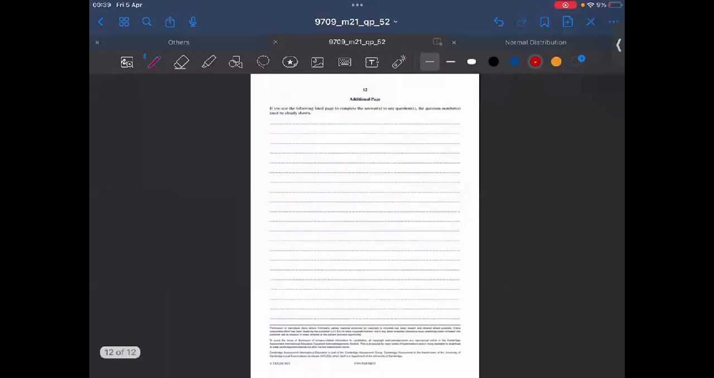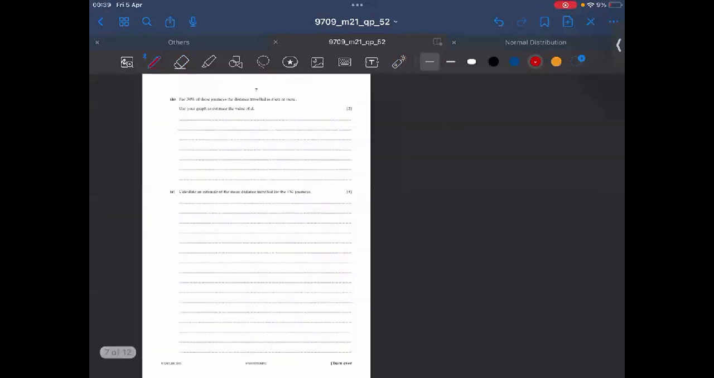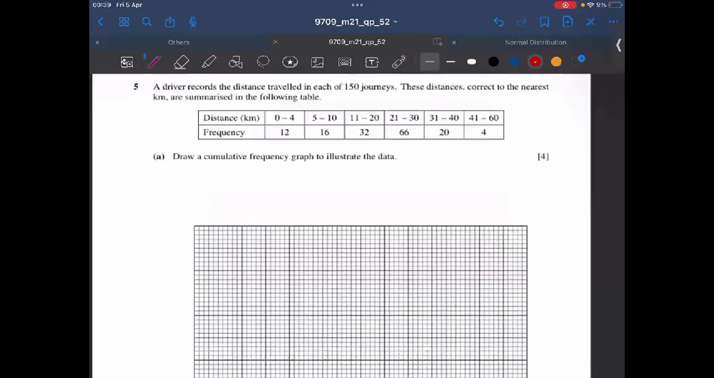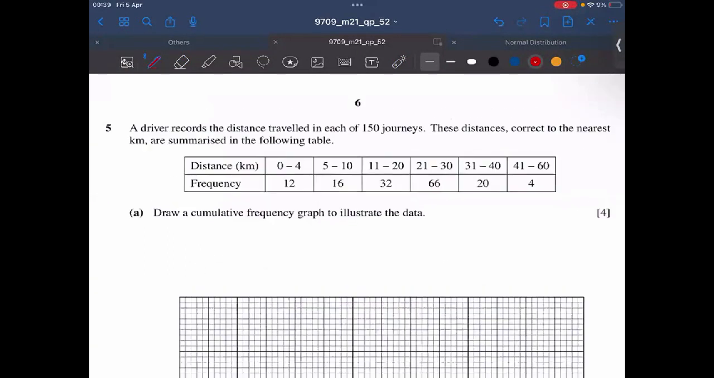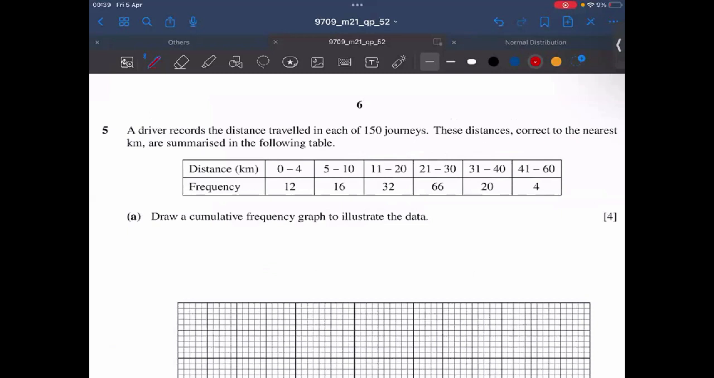Now, one last question, and that is question 5. A driver records the distance traveled in each of 150 journeys. These distances, correct to the nearest kilometer, are summarized in the table. Draw a cumulative frequency graph. I would be writing down the distance for less than 0. The cumulative frequency is going to be 0.